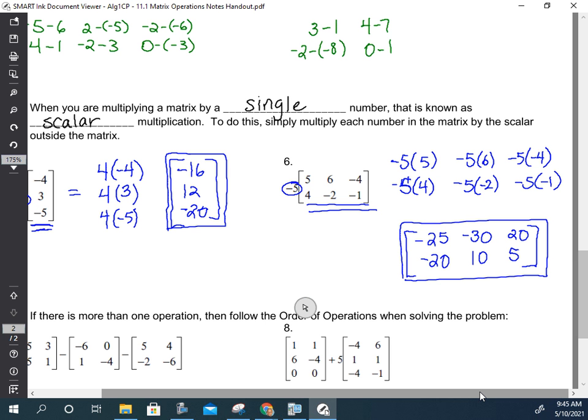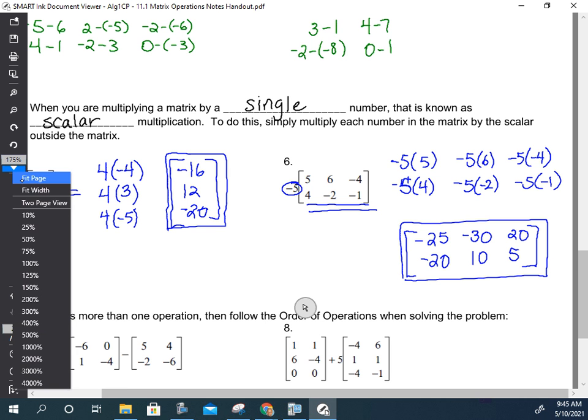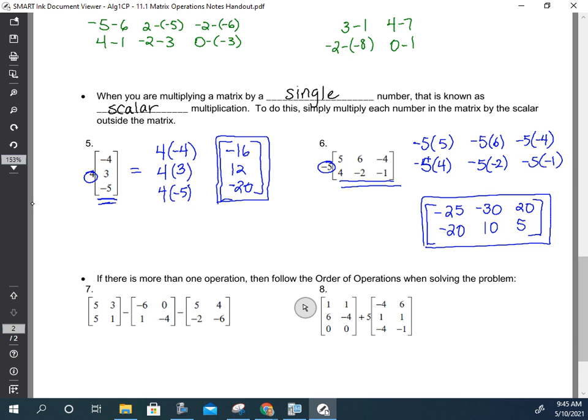Yeah, I'm not pulling your leg here. I'm not setting you up for some blood mission. This is literally what you're doing. So it is fairly simple if you pay attention to what you're doing. Any questions on 5 or 6?